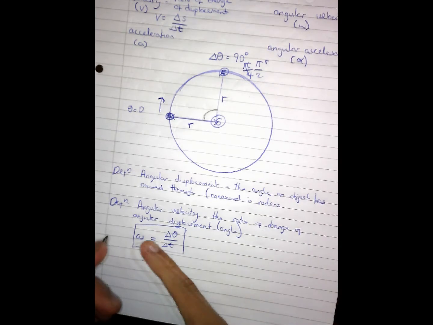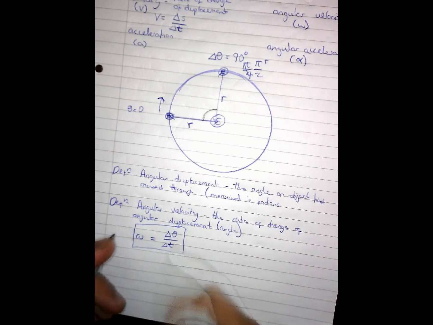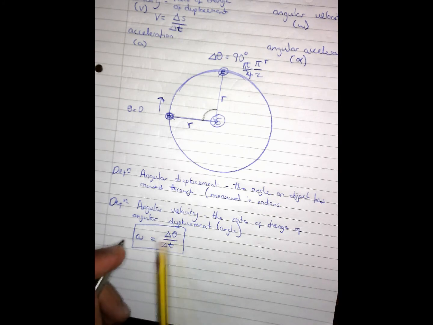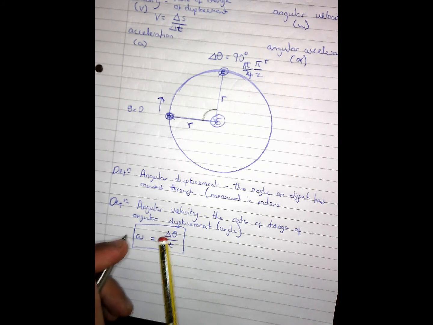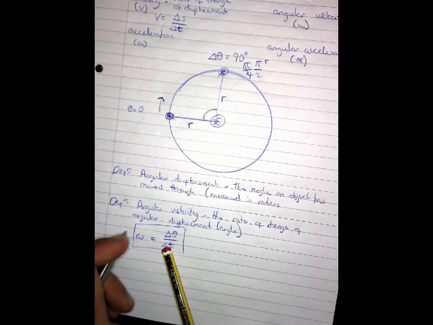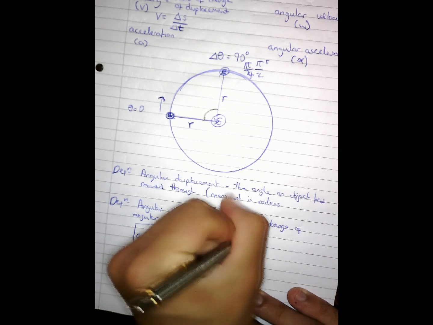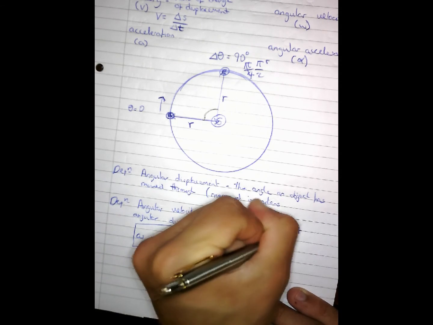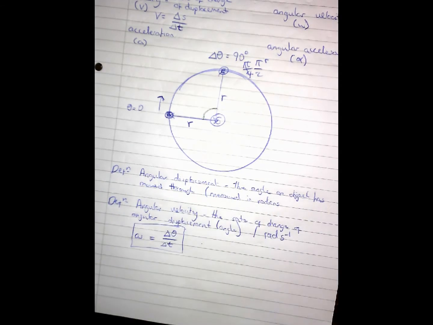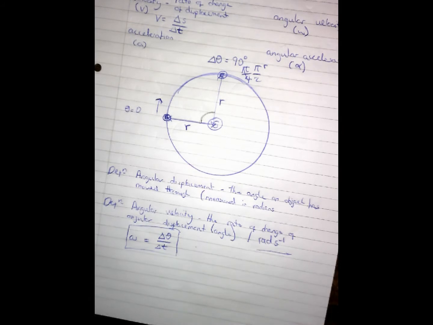So it's something that you do need to remember. So delta theta divided by delta t, what are its units? Well, delta theta is measured in radians and time is measured in seconds. So we've got radians per second. So our units here of angular velocity are radians per second, often written like that.